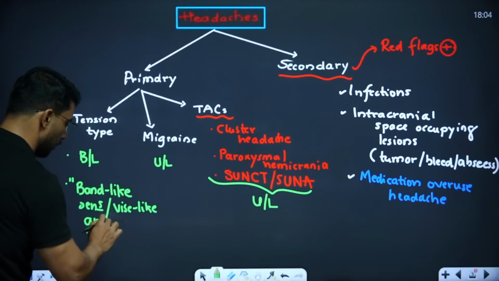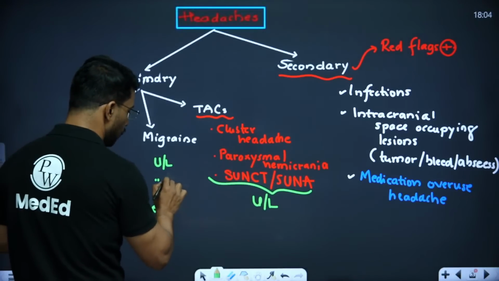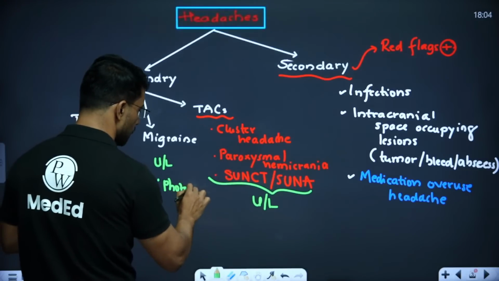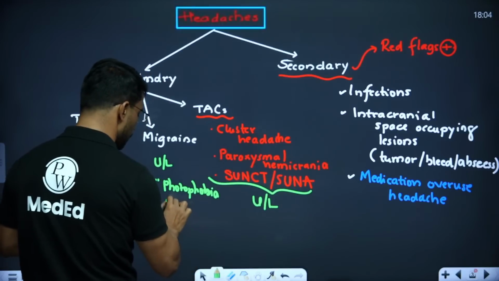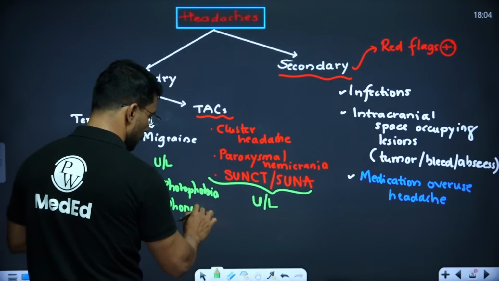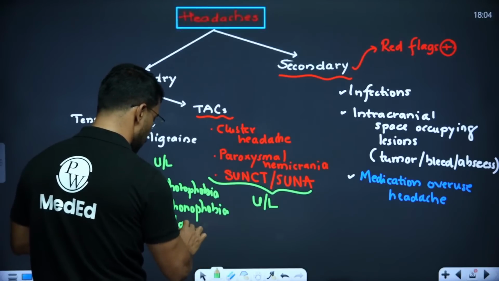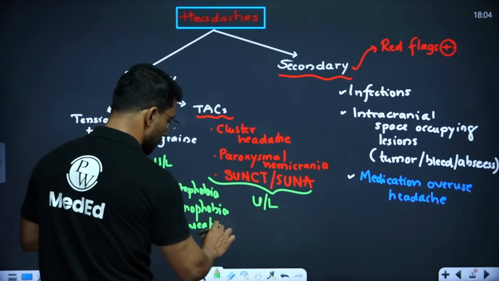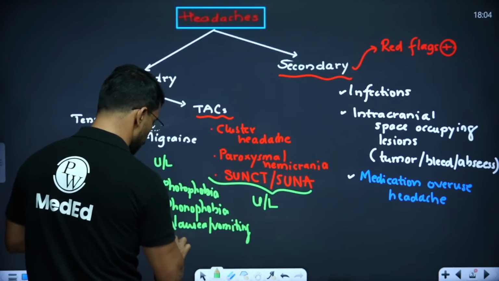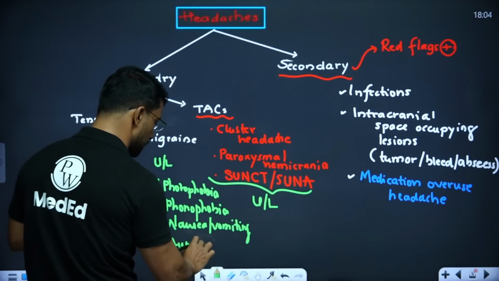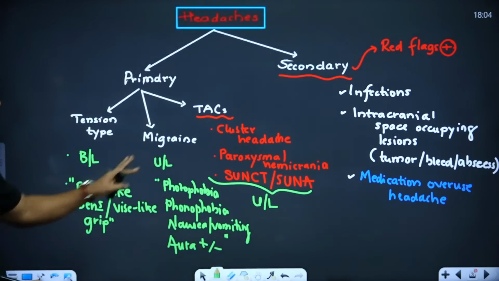If the question is about migraine, generally examiners mention that the patient had photophobia, phonophobia, nausea or vomiting, and may have aura, right? As we all know, aura need not always be present, aura plus or minus. So these features are clues towards migraine.